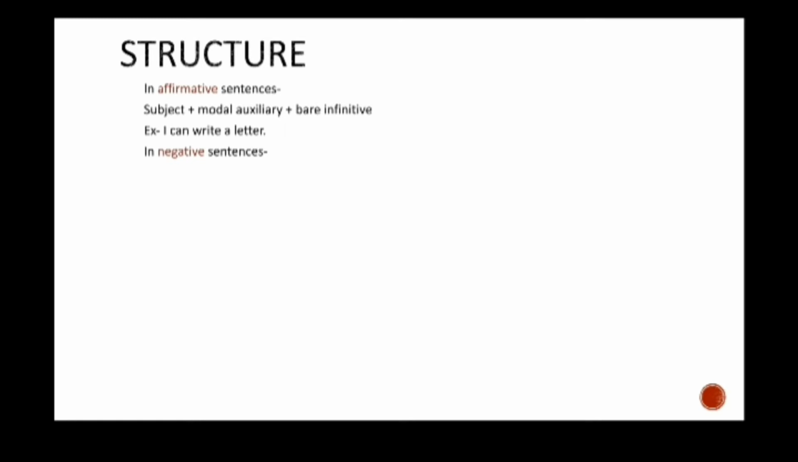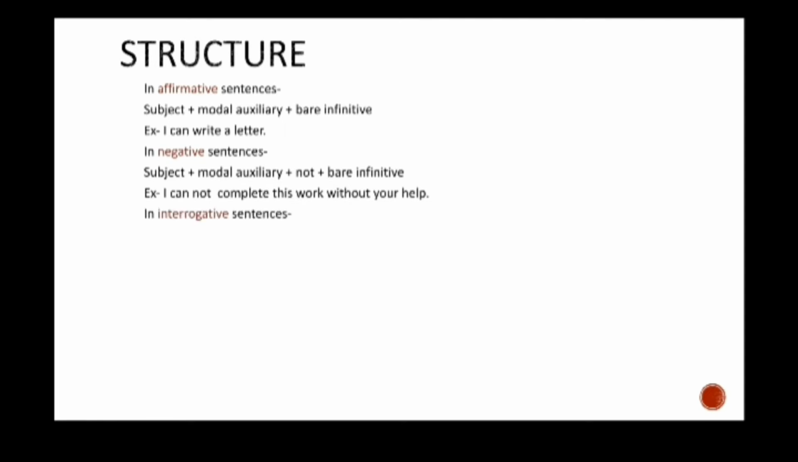In negative sentences, how do we use it? Here again we have subject plus modal auxiliary verb plus not plus bare infinitive. I cannot complete this work without your help. When we analyze the sentence, I is the subject, can is the modal auxiliary verb, not, and then the bare infinitive, that is complete.